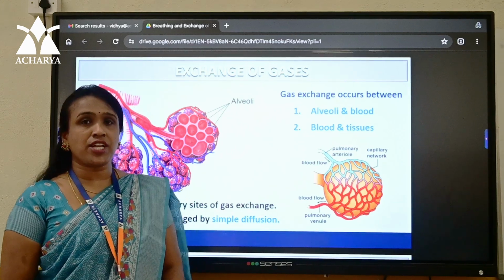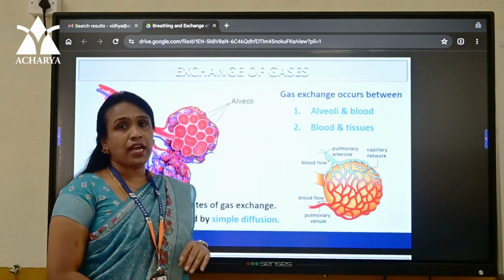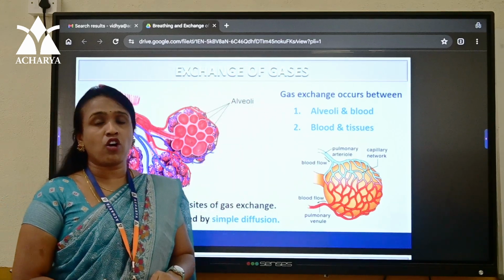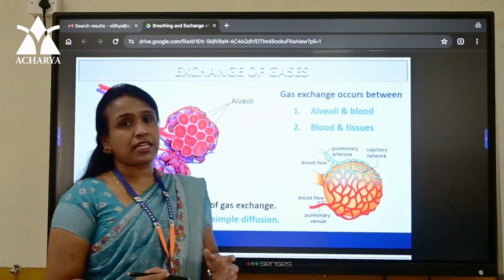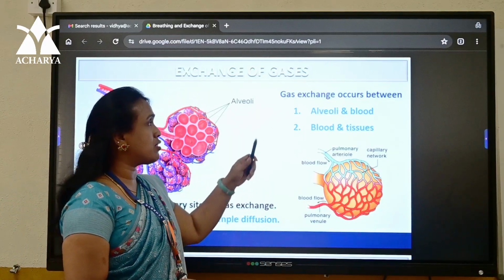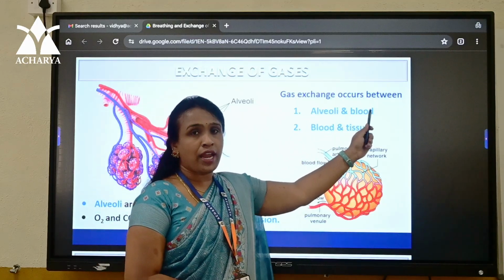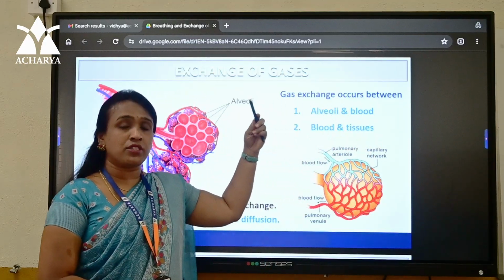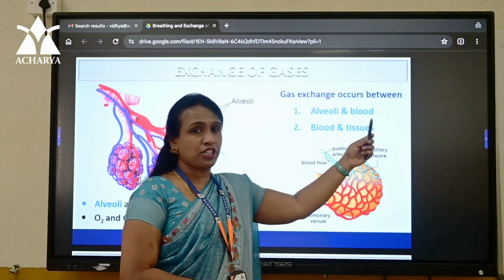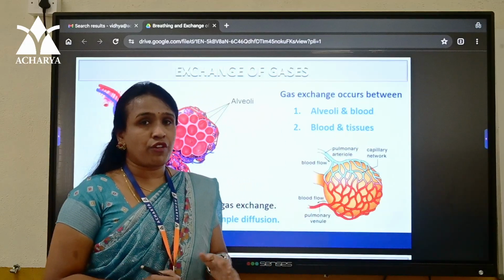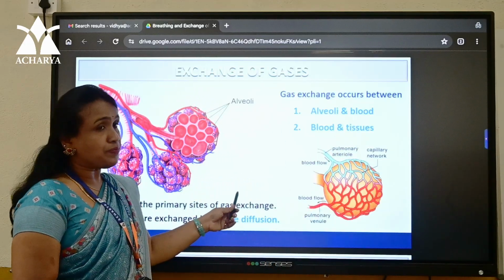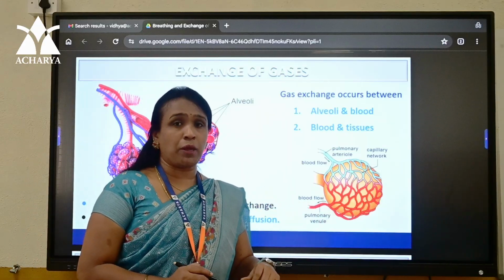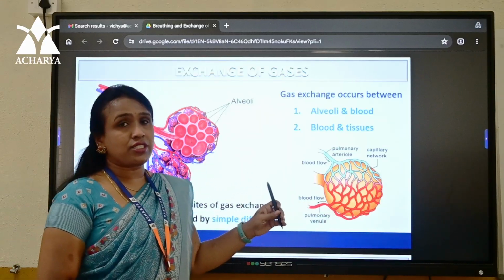The next part of this chapter is exchange of gases, the second most important concept of this chapter. The exchange of gases takes place at two surfaces. One is between alveoli and blood, and the same blood comes near to the tissue, that is blood and tissue. So the actual site of exchange of gases is at alveoli, the primary site. So primary site of gaseous exchange is alveoli.